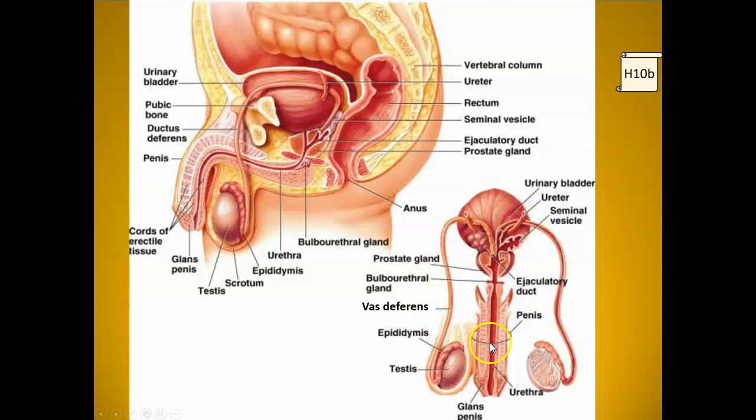This is a top-down view, so you can see testes, epididymis, vas deferens, or ductus deferens, going out through the prostate and then going out that way. There are some other things in here, seminal vesicles and other things, that we're not going to worry about. We'll just move past that. Other things of note, I think that's pretty good.